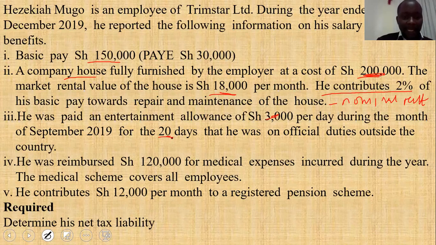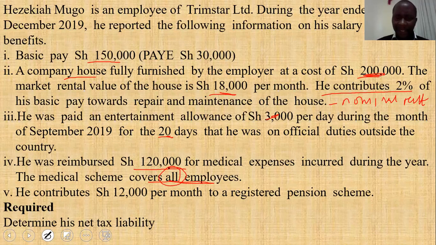Next point, we see that he was reimbursed 120 for medical expenses incurred in the year. The key word with this note is that there is a scheme that covers all employees. That word all carries all the weight. Provided this scheme is covering all employees, the benefit shall not be assessable on the employee. This note, you will not see it in our workings. Reason, this benefit is not taxable. Why is this benefit not taxable? Because there's a medical scheme that is non-discriminatory.